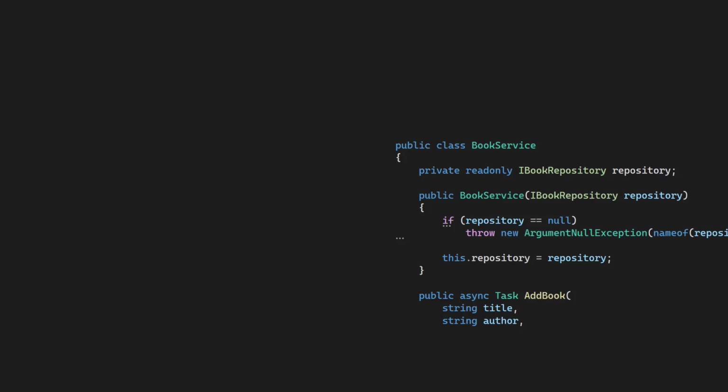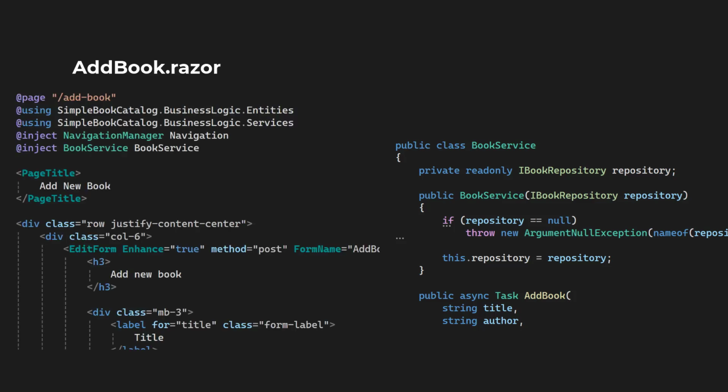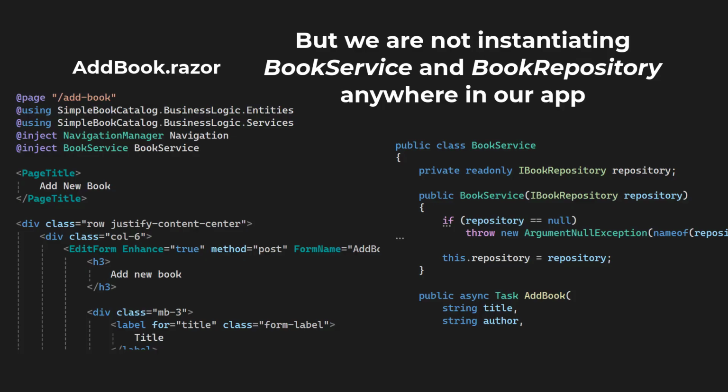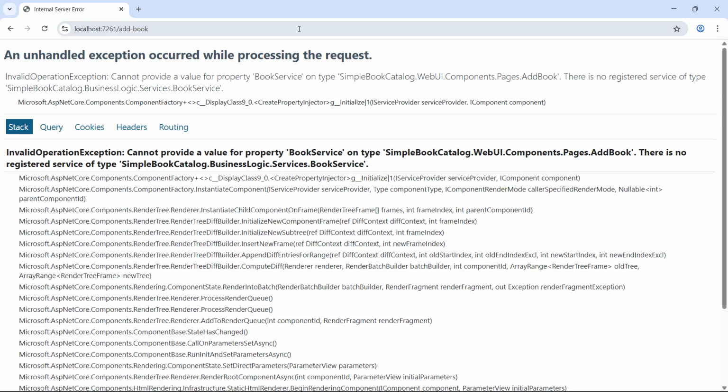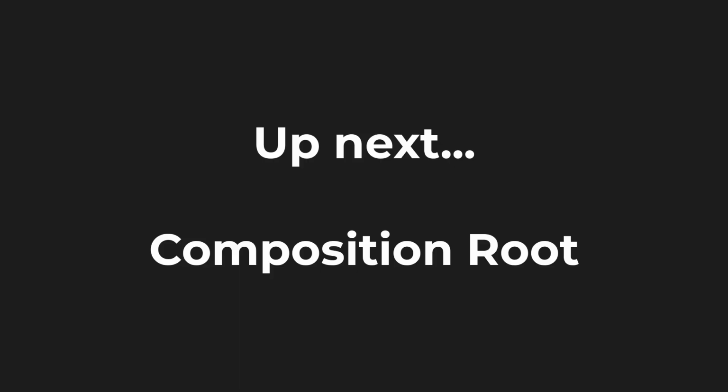both the book service class and the addbook.razor Blazor component pushed the responsibility of creating instances of their dependencies to their consumers, but we are not instantiating them anywhere in our application. We will see exactly how to fix this issue in the next video, where we talk about the final dependency injection design pattern called the composition route.